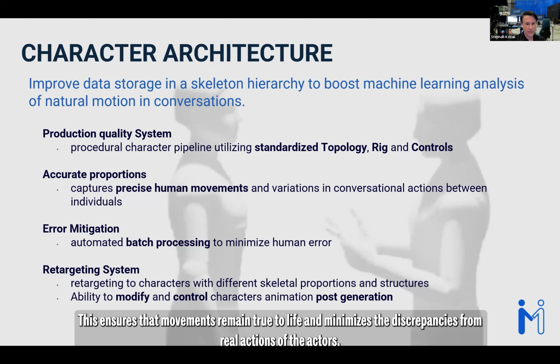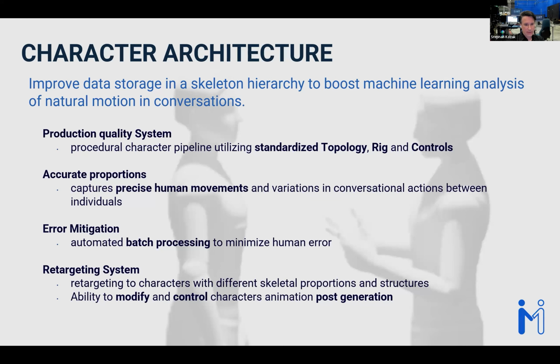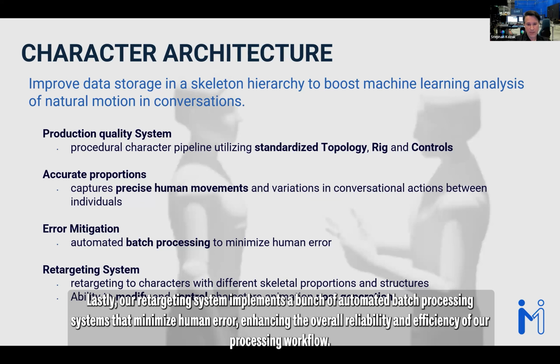This ensures that movements remain true to life and minimizes the discrepancies from real actions of the actors. Lastly, our retargeting system implements a bunch of automated batch processing systems that minimize human error, enhancing the overall reliability and efficiency of our processing workflow.